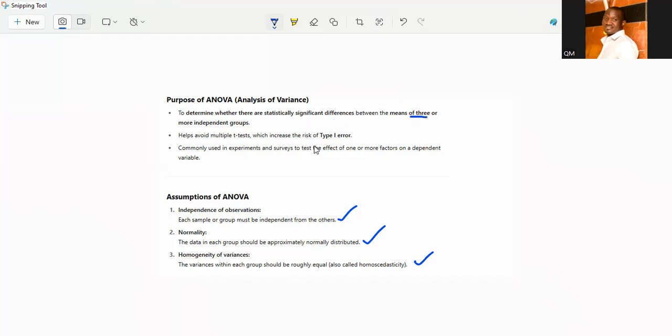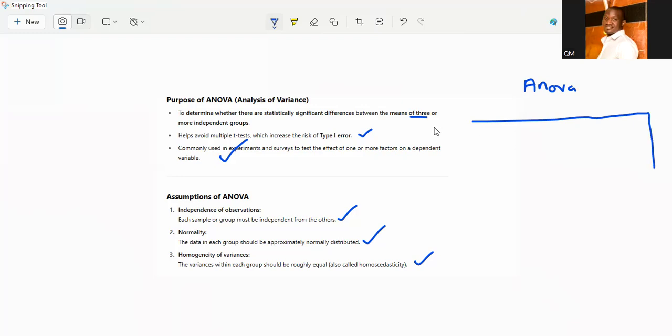So it's three and above. It also helps us to avoid multiple t-tests, since multiple t-tests increase the risk of making the type 1 error. And it is used when you're using randomization or a random experiment. For ANOVA, firstly, you need to understand how to balance up the ANOVA table, what we call a one-way ANOVA.